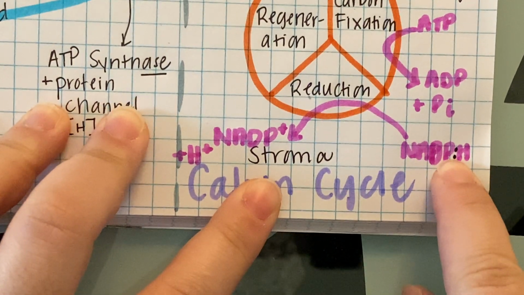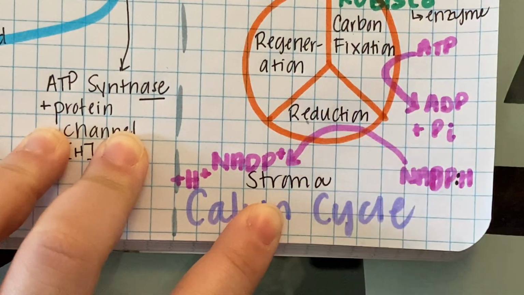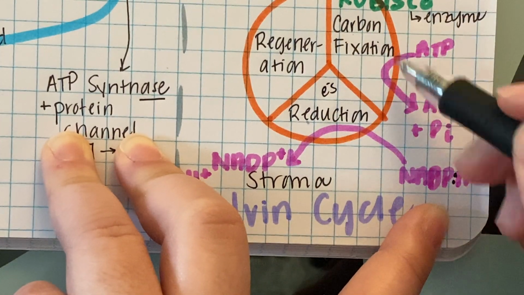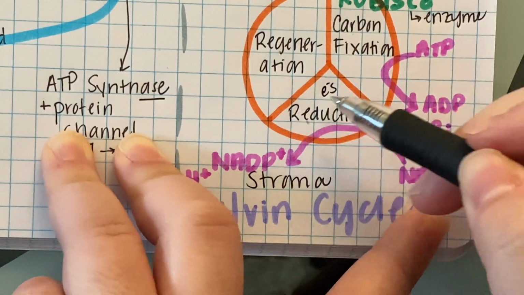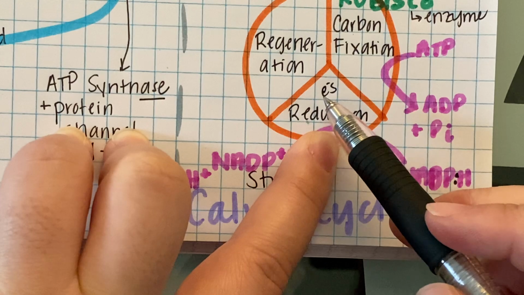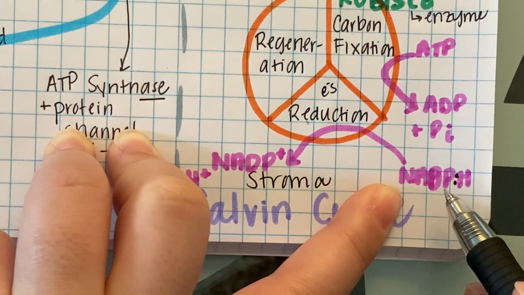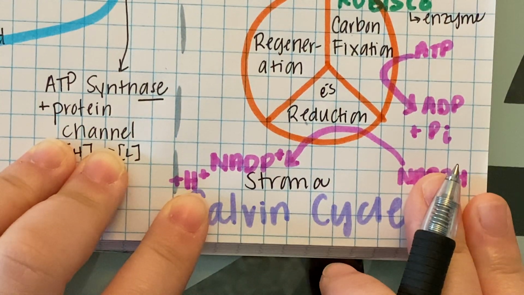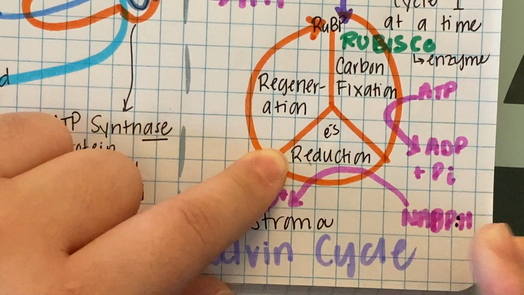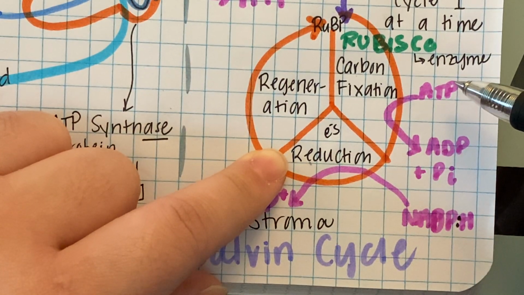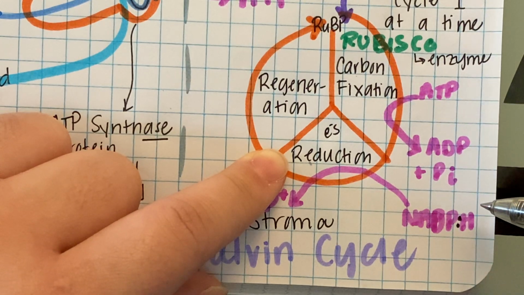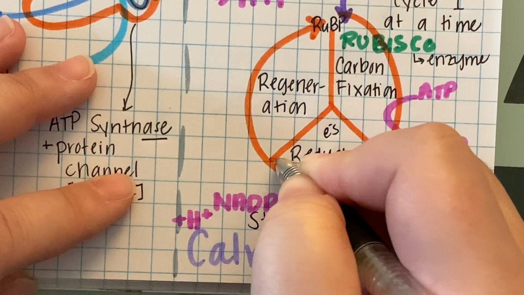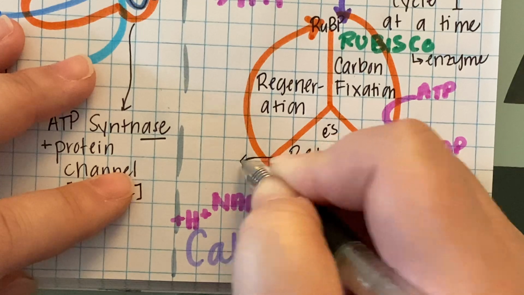So the electrons that were here have now been placed here. These high energy electrons are now bound to the molecule that is cycling through. The molecule has been reduced; it gained electrons. Our NADPH has been oxidized; it lost its electrons, and now we have NADP plus and some hydrogen ions. So now the molecule moving through is a high energy molecule. It got energy from ATP, and it also got high energy electrons from NADPH. At the end of the reduction stage, we're going to release a molecule.